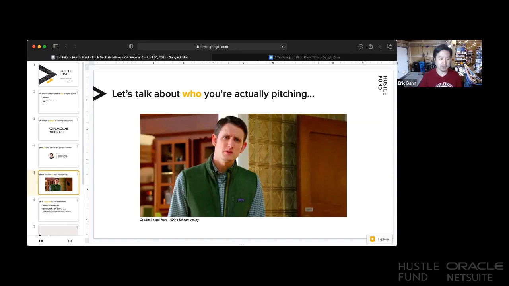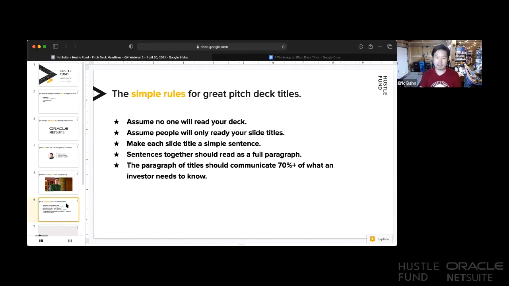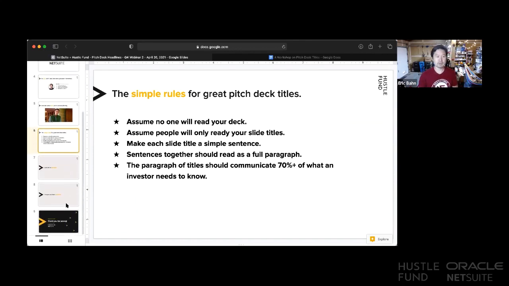Let's talk, though, about the elements of a great pitch deck. So there's a few things to understand about a great pitch deck. So here are the 5 laws that I believe everyone should follow. Again, assume no one is going to read your deck, truly.